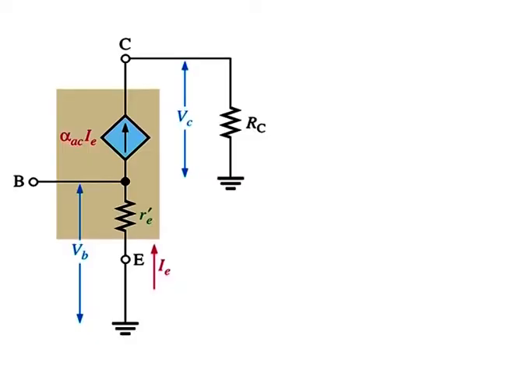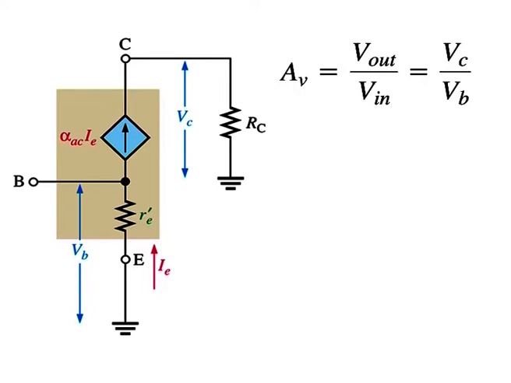Voltage gain. The AC voltage gain expression for the common emitter amplifier is developed using the model circuit shown in the figure. The gain is the ratio of AC output voltage at the collector to AC input voltage at the base. Av is equal to Vout over Vin and is equal to Vc over Vb.